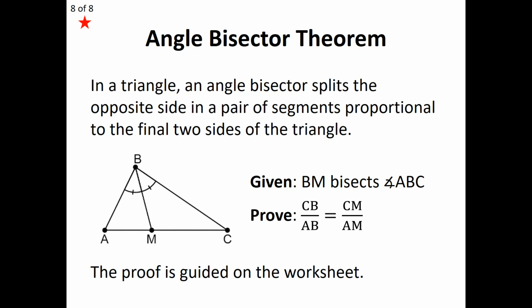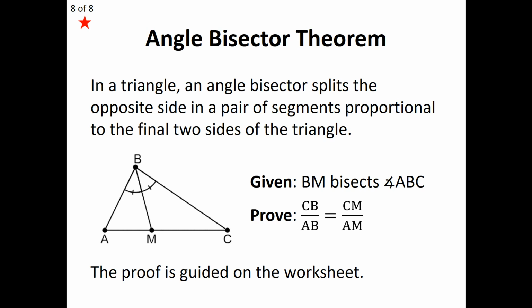This one actually gets a really cool name. It's called the angle bisector theorem. Let me go ahead and introduce you to it. Here's what this conditional says. It says, in a triangle, an angle bisector splits the opposite side into a pair of segments proportional to the final two sides of the triangle.